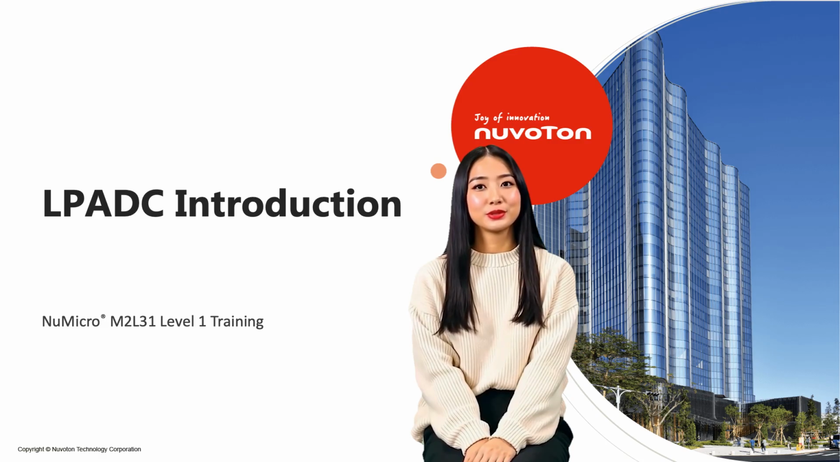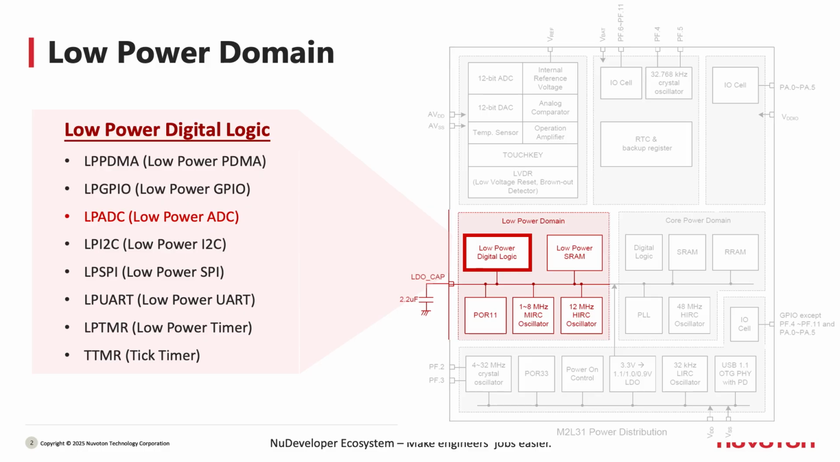Today, we will introduce a peripheral in the low power domain of the M2L31 series, the Low Power ADC. Within the low power domain, multiple energy-saving modules, such as low power PDMA, low power GPIO, low power ADC, low power I2C, low power SPI, low power UART, and low power timer, are integrated and controlled by the low power digital logic. This allows them to continue operating even when the main system is in sleep mode. In this session, we will focus on the low power ADC, which is responsible for analog to digital conversion.